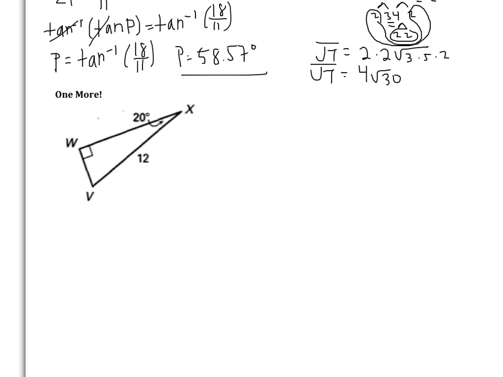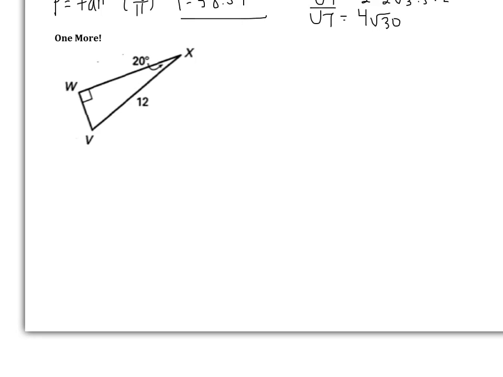Now, we have one more problem. In this case, you are given one angle and one side. You're going to have to solve to find angle V, side WX, and side WV. This is like the first two problems that we did. When you come to class tomorrow, I'm going to check to make sure that you did this problem correctly and that you did all of it.